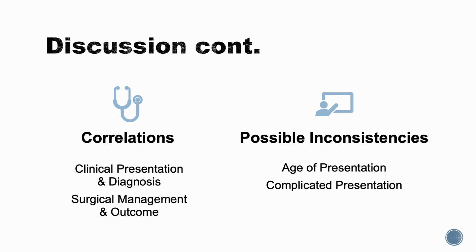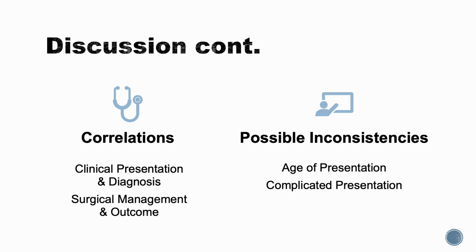Possible inconsistencies or surprises. Age of presentation. The most notable inconsistency is the adult age of presentation. Gastric duplication cysts are almost exclusively diagnosed in neonates or children, with only a few cases reported in adults. In this case, the cyst was identified in an adult, which is unusual since adults typically present with cysts that have been present for years without causing significant symptoms until complications occur.